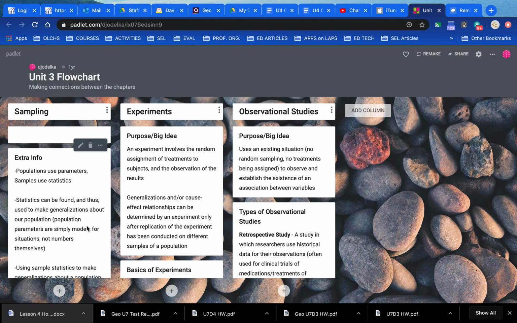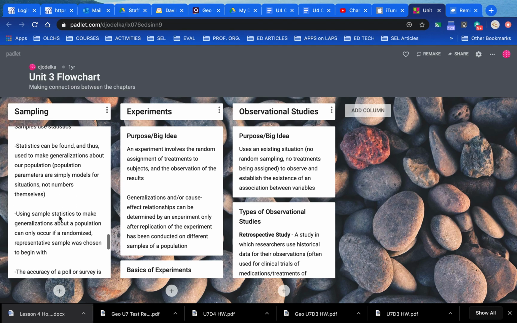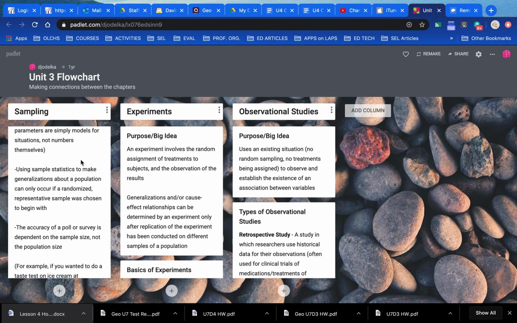Okay, this is something we talked about here, and this is just the basics of the differences between a sample and a population or a model. It says here, and this is important, using sample statistics, which is what this course is all about, we have smaller groups of data. To use sample statistics to make generalizations about a population, that can only occur if a randomized, representative sample was chosen to begin with. You can't assume that your sample is representative of the population unless you've done your due diligence and done a randomized sample from your population.